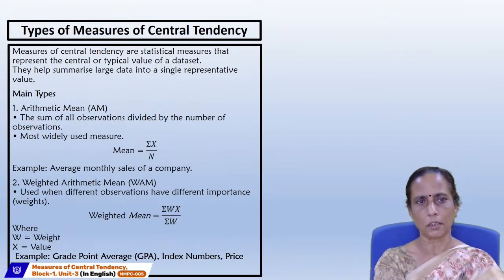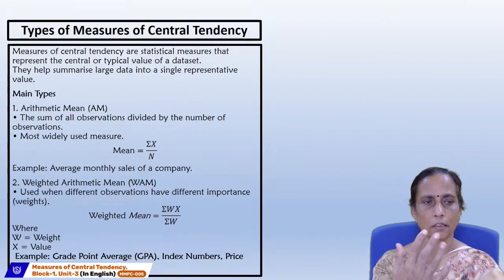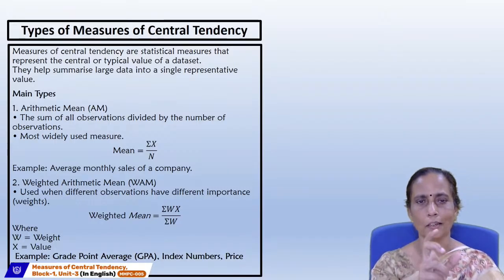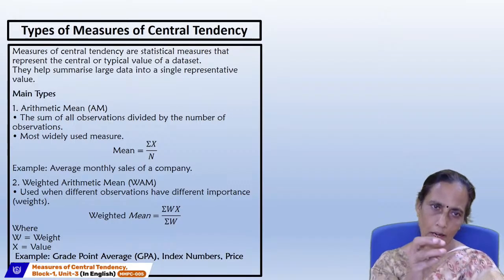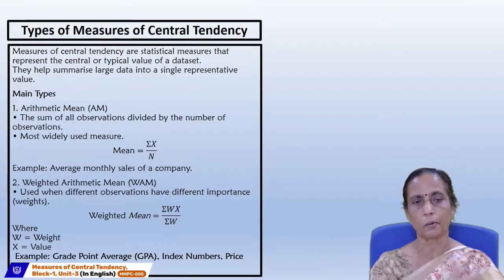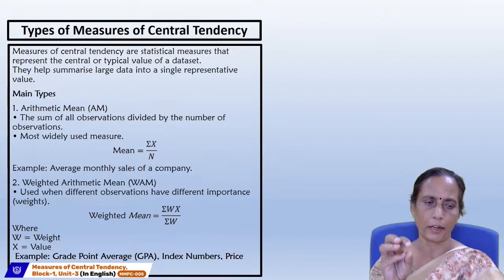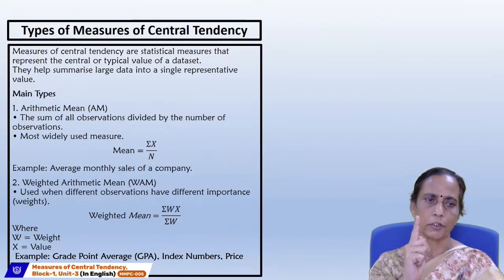So, the main types of the measures of central tendency at the very outset. Measures of central tendency are statistical measures that represent the central or typical value of a data set. As we discussed, they help in summarizing a large volume of data into a single representative value. And the main types, number one, is your arithmetic mean.